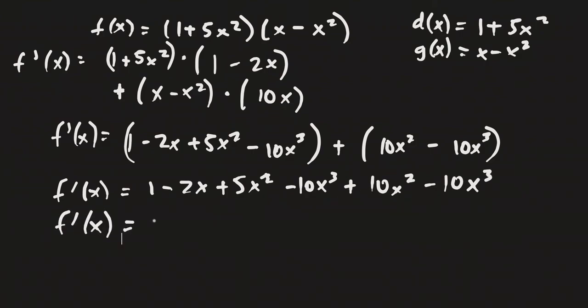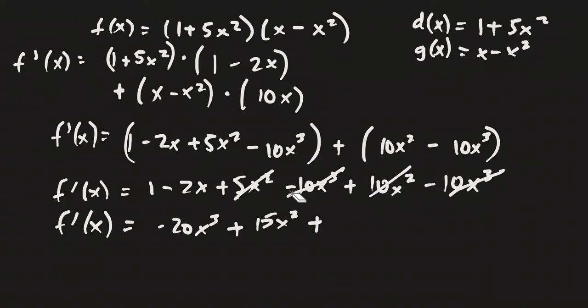When we simplify, we combine like terms. This minus 10x to the third power minus 10x to the third power becomes minus 20x to the third power. And then this is 10x squared plus 5x squared, which is 15x squared, plus we have this minus 2x there, so minus 2x plus 1. And so this is the derivative of the function f.